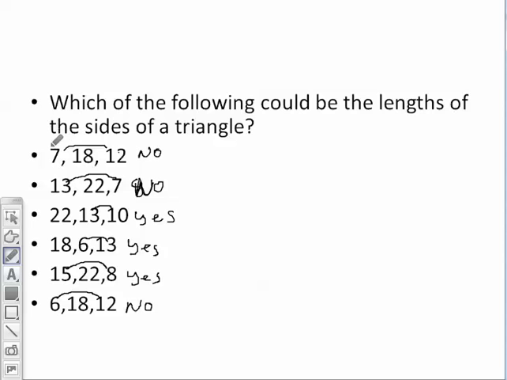Going back to this first one, I realized 7 plus 12 is 19. Yes. Yes, that could be a triangle. Okay, check my answers there. Yes, they're correct. Didn't mean to confuse you there. You add the two smallest ones together. If they're greater than the third one, then yes, it could be a triangle.